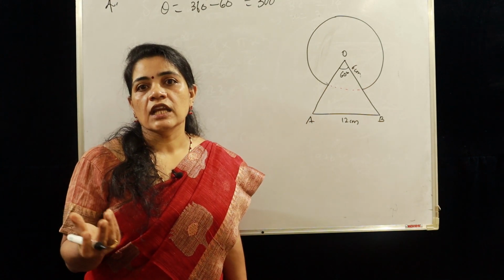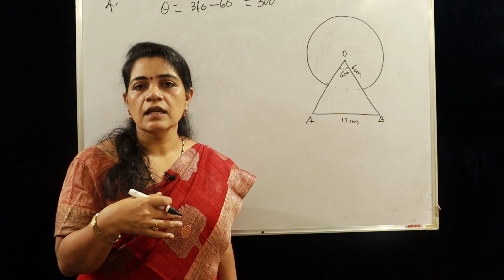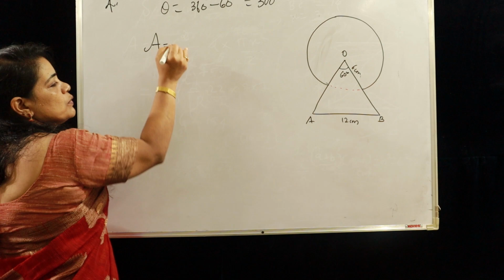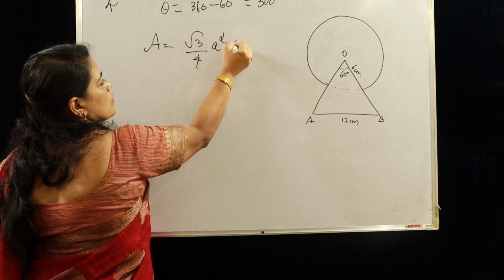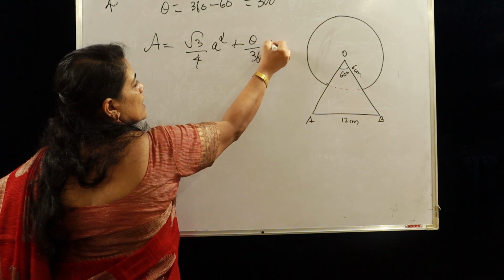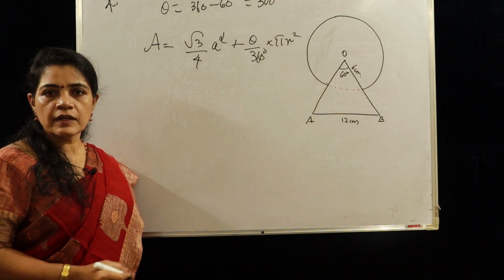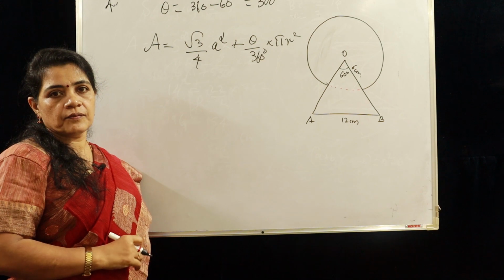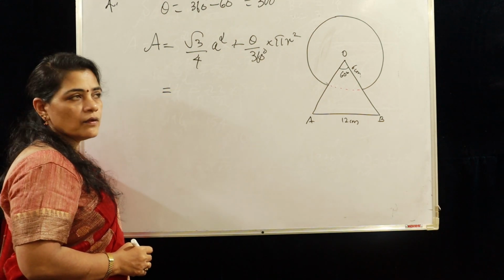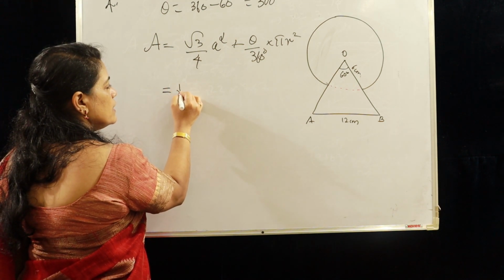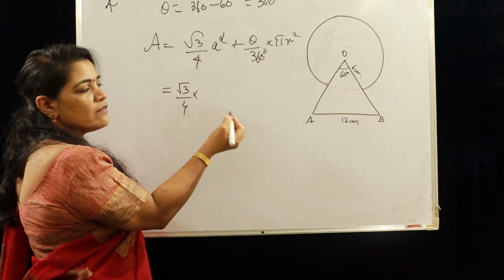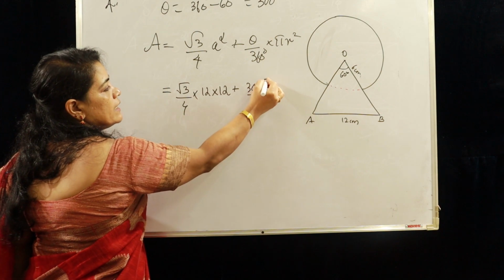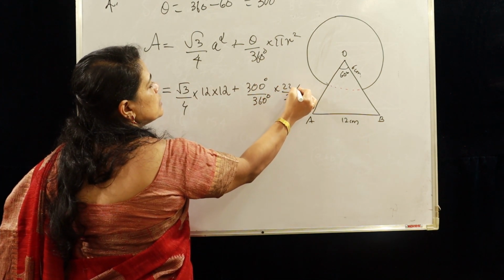And the area of the equilateral triangle is root 3 by 4 a square plus theta by 360 into pi r square, that is the area of the sector plus the area of the equilateral triangle. Okay, let us see. So A is equal to root 3 by 4 a square plus theta by 360 degree into pi r square. The radius is given, circular arc of 6 centimeter, that is the radius of the sector. So we are going to substitute. Root 3 can be kept as it is, root 3 by 4 into side is given as 12 centimeter, 12 into 12 plus 300 divided by 360 degree into 22 by 7 into 6 into 6.